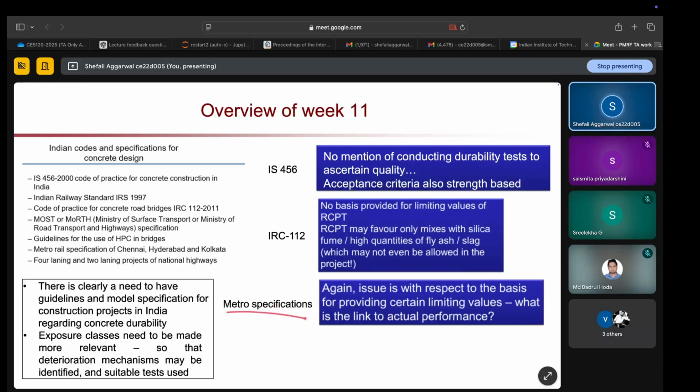Others are metro specifications. Again, in metro specifications there is no provision for limiting values and no link to actual performance. So this gives us the conclusion that there is a need to have specific guidelines and specifications for construction projects in India regarding durability, and also the exposure classes which we are currently using, like low, severe and so on, should be more relevant towards durability, not only towards the strength mechanism.